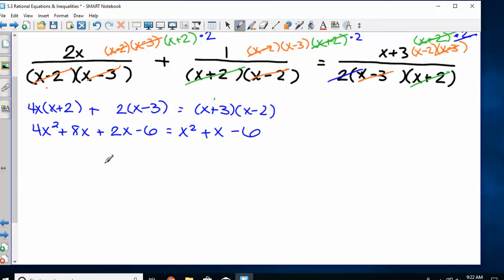Quadratic, we have to set this equal to 0. I subtract over my x squared, that's a 3x squared. This is a 10x minus x will give me a 9x. If I add my 6, what happens? Those cancel. So then what would we do? So greatest common factors are 3x. And that leaves us with x plus 3.